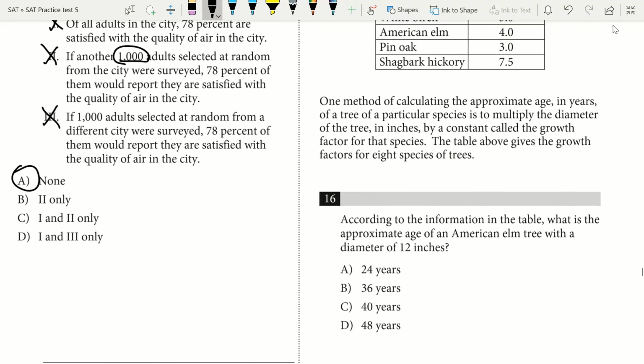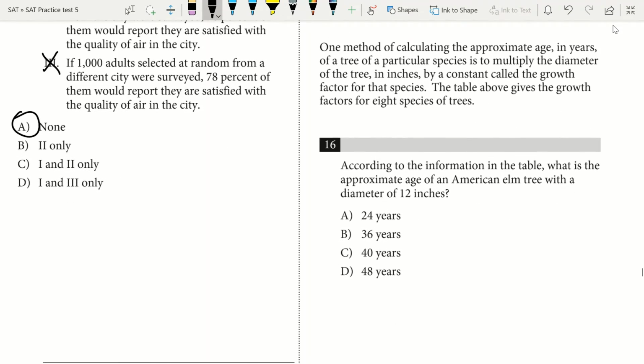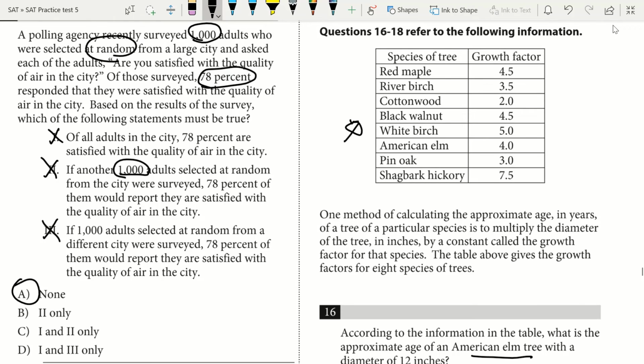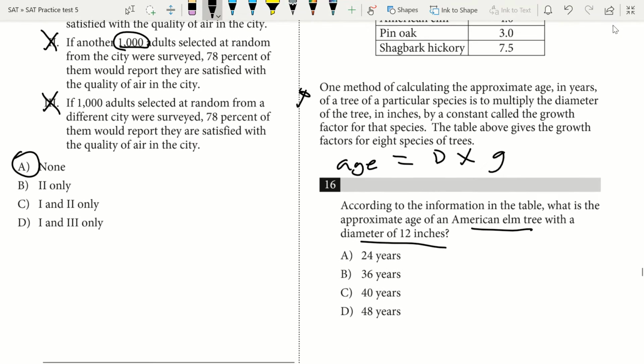All right, question 16 is referring to the information above here. According to the information in the table, what is the approximate age of an American elm tree with a diameter of 12 inches? All right, so I got this table. I read my little description here. One method of calculating the approximate age in years of a tree is to multiply the diameter of the tree in inches by a constant called the growth factor. The table above gives growth factor for 8 different species of trees.